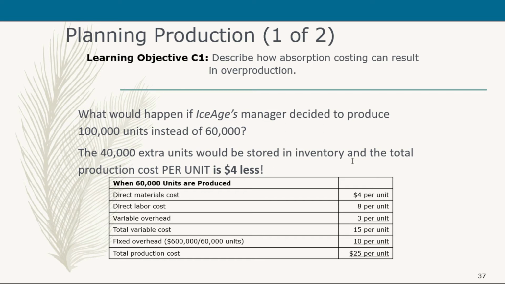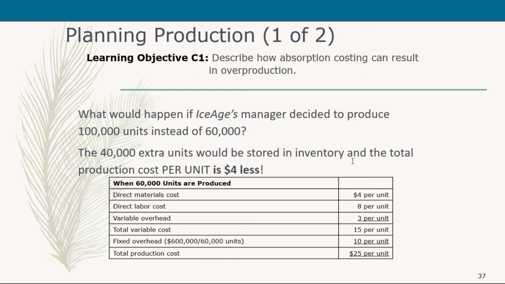So in this table, these are the values that we have if we are to produce 60,000 units. We have here direct material cost of $4 per unit, your direct labor cost of $8 per unit, your variable overhead of $3 per unit, giving us your total variable cost of $15 per unit, and then we add your fixed overhead of $10 per unit. So in here, we still use the figure of 60,000. We got the fixed overhead by dividing 600,000 by 60,000, giving us $10 per unit. And we have your total product cost per unit of $25.